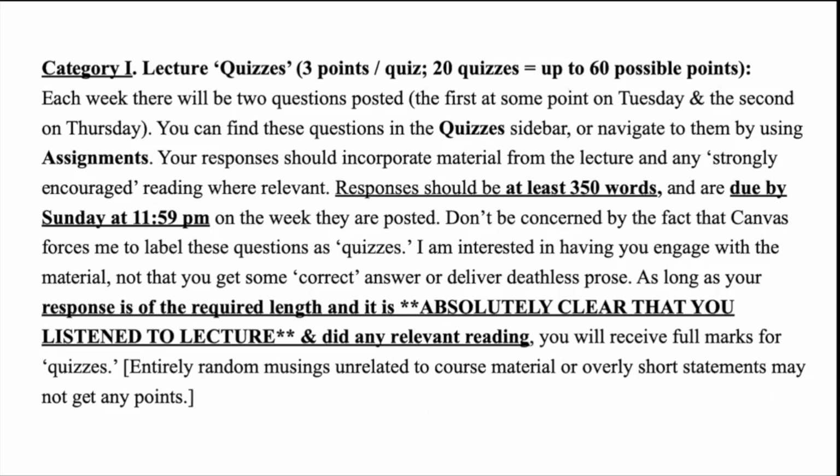Category 1, lecture quizzes. Those are worth 3 points per quiz. There are 20 quizzes, so 60 possible points. Each week, there will be 2 questions posted. The first one will appear at some point on Tuesday on your Canvas site, and the second at some point on Thursday. You can find these questions in the quizzes sidebar or navigate to them by using assignments.